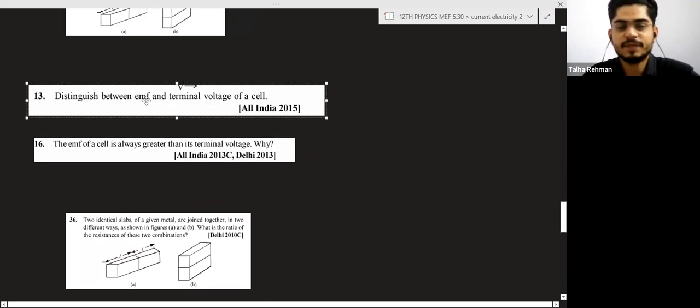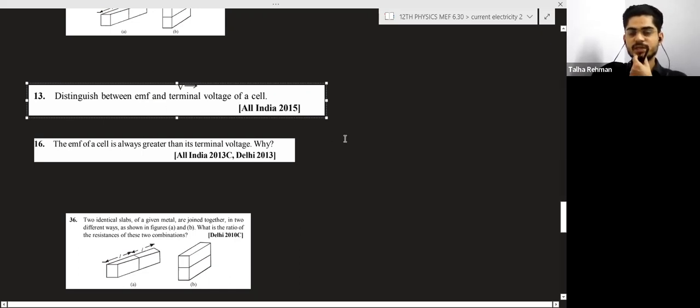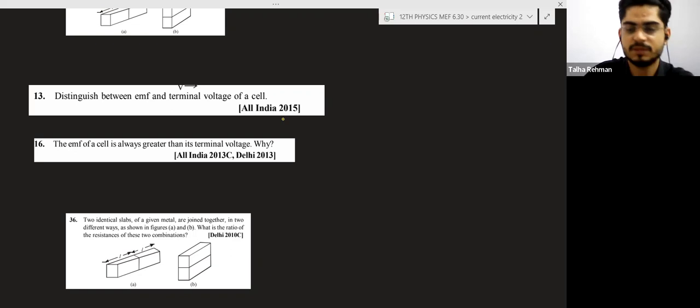Distinguish between the EMF and the terminal voltage of a cell. EMF is the maximum potential difference of a cell when the cell is in open circuit, when the cell is not in the working condition. And terminal voltage is the potential difference of a cell in the working condition, when the circuit is closed. We have discussed this question, so you can solve this question number 13.